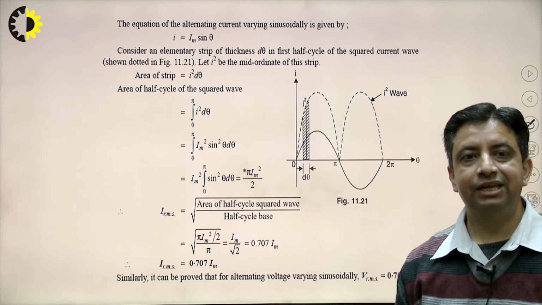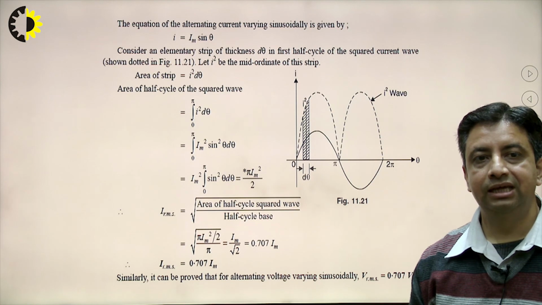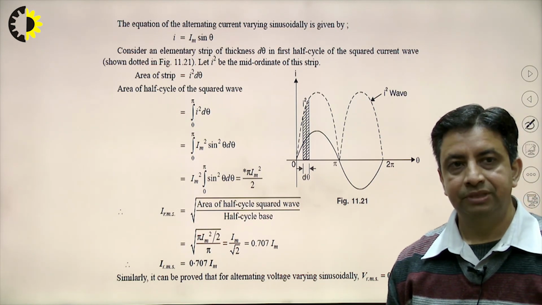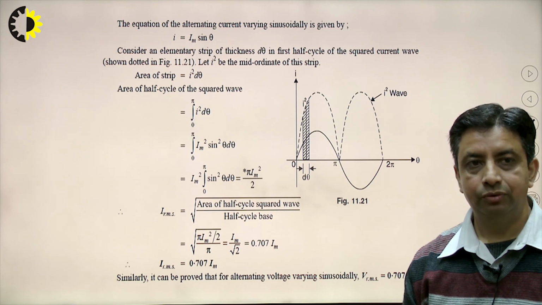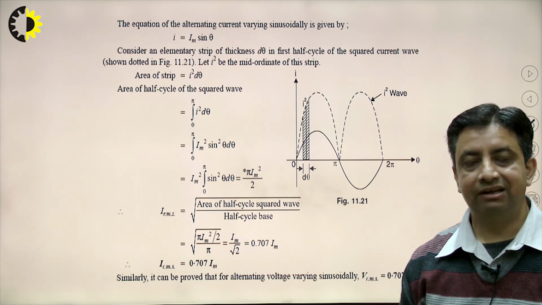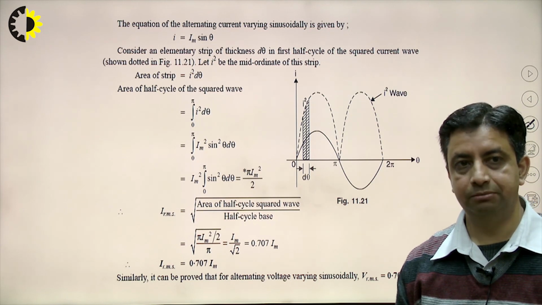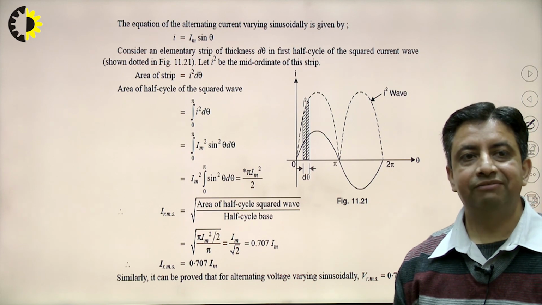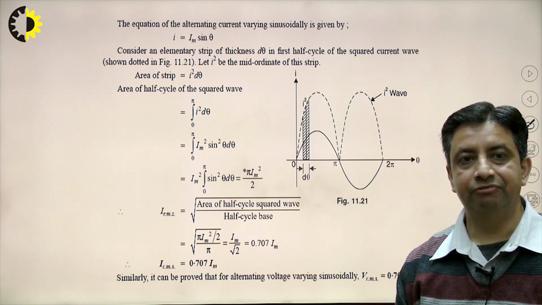So we have seen all these three terms. First is the peak value, that is Vm or Im. Second is the average value, which is equal to 0.637 times the maximum value, and the RMS value, which is equal to 0.707 times the maximum value.